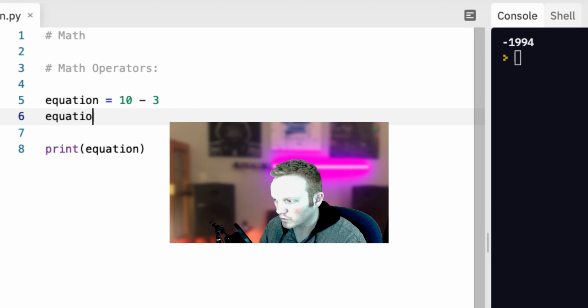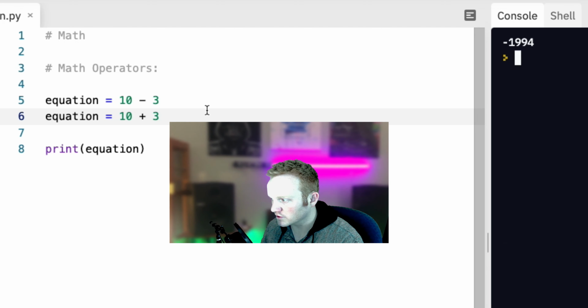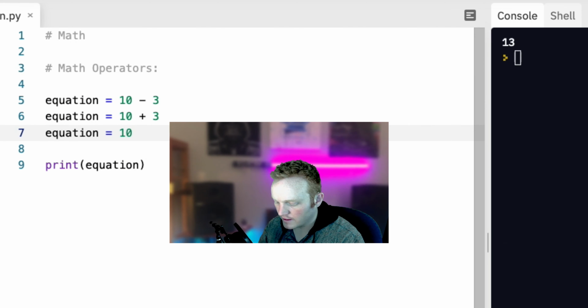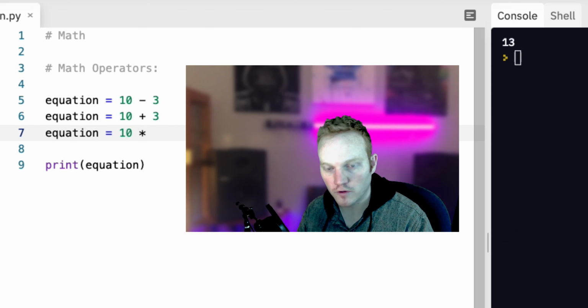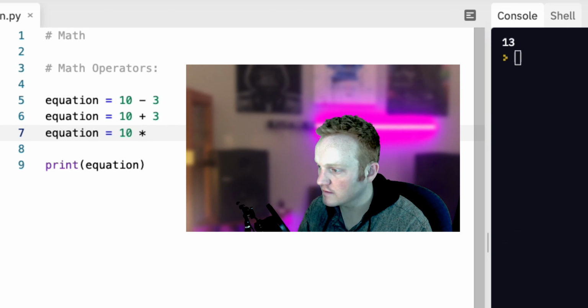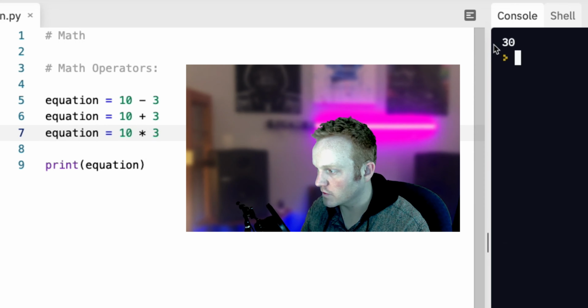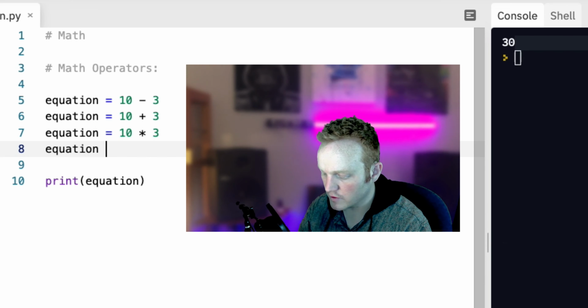So let's do another equation, and I'm going to do the plus sign. And if I run equation again, remember it's just going to print the last time it saw equation. So this will print the most updated equation, and you can see there's 13 right there. Let's do another equation, and this is the multiplication sign. It is the asterisk, also known as star. All you have to do is shift 8. So 10 times 3, and if I hit run, there's 30. Pretty simple so far.